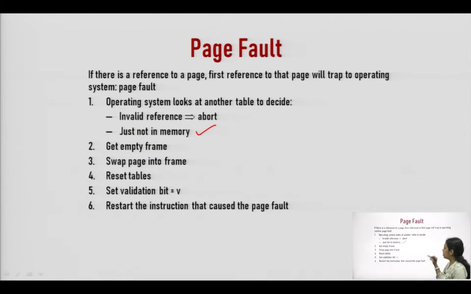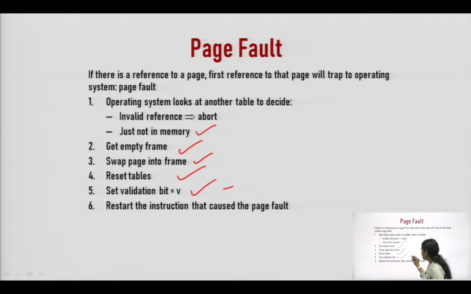The steps we follow are: we get an empty frame so that we bring the page into memory, we swap the page into the frame, then we reset the tables that we have, the page table and all, so that the updated data is there. Then we set the validation bit equal to V.